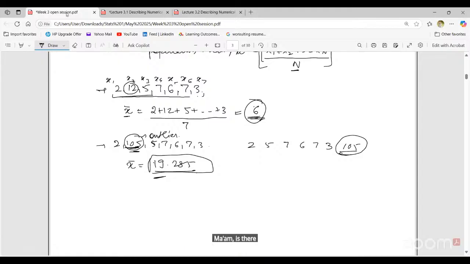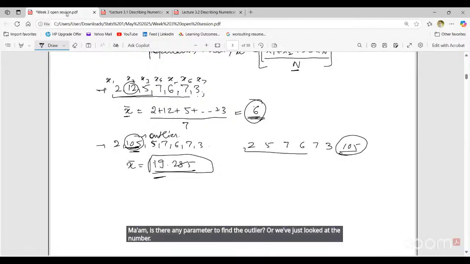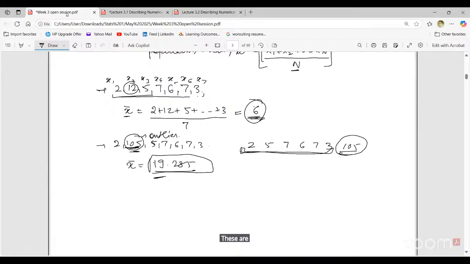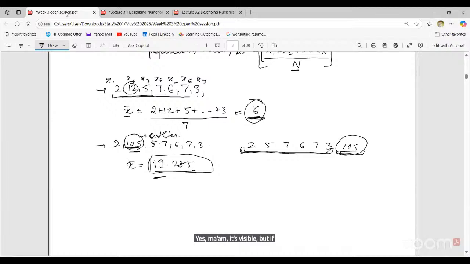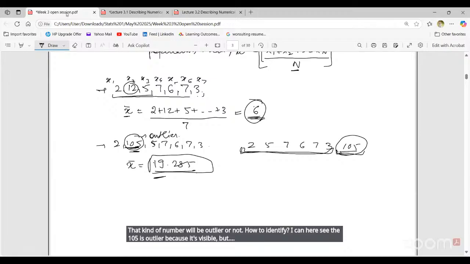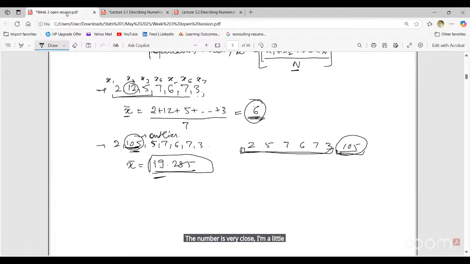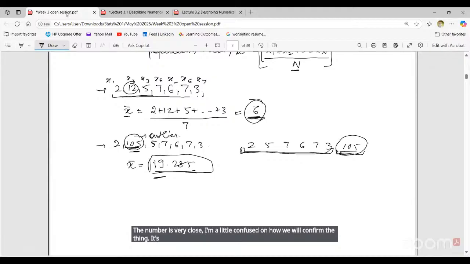Ma'am, is there any parameter to find the outlier, or do you just look at the numbers? These are a little close to each other, and this number is very far away from all of them, so that is why we say it is an outlier. Because of it the mean shifts. It's visible here, but if the number is like 20, would 20 be an outlier or not? If the minimum number is like -6, would that be an outlier or not? I can see that 105 is an outlier because it's visible, but if the number is very close, I'm confused. How will we confirm whether it's an outlier or not?